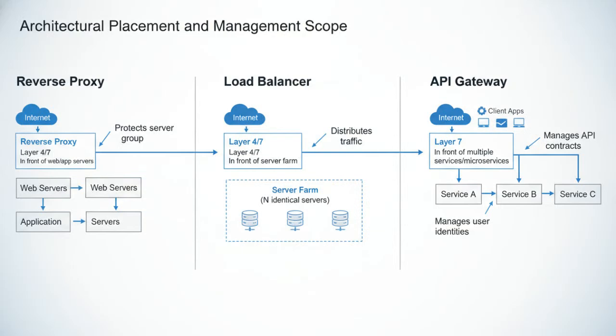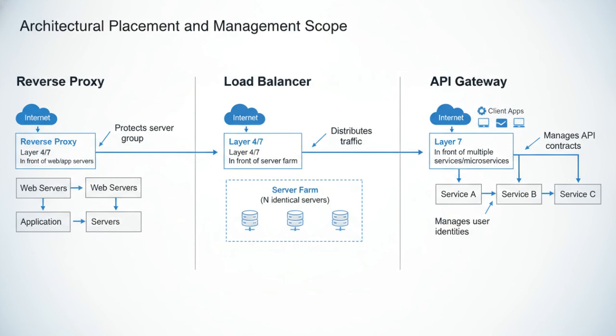A reverse proxy generally operates at the network or transport layer, layer 4/7, directly in front of web servers or application servers, managing HTTP/HTTPS traffic. Its scope is typically focused on protecting and optimizing a group of backend servers. A load balancer also operates at similar layers, layer 4/7, but its placement is specifically to distribute traffic to a farm of identical servers, ensuring even distribution and fault tolerance. Its scope is purely about traffic routing and server health.